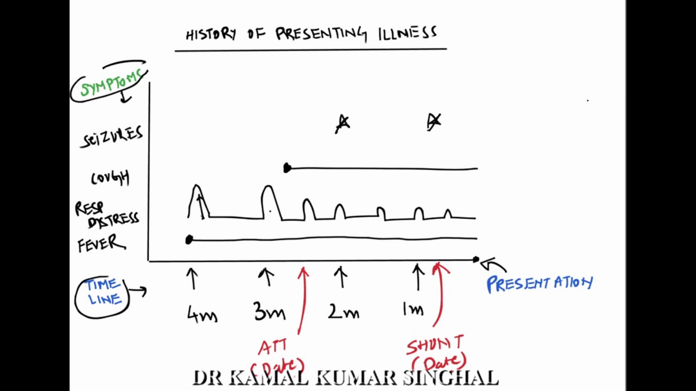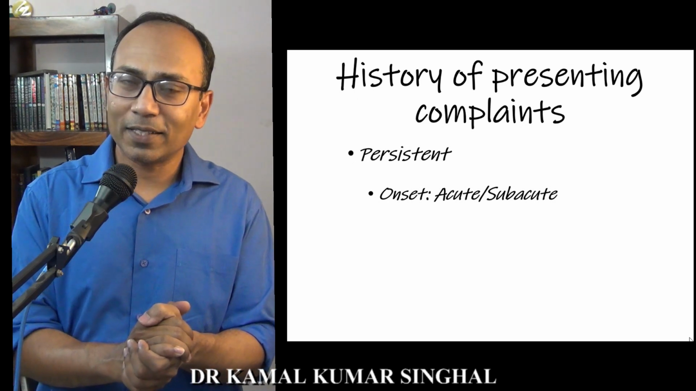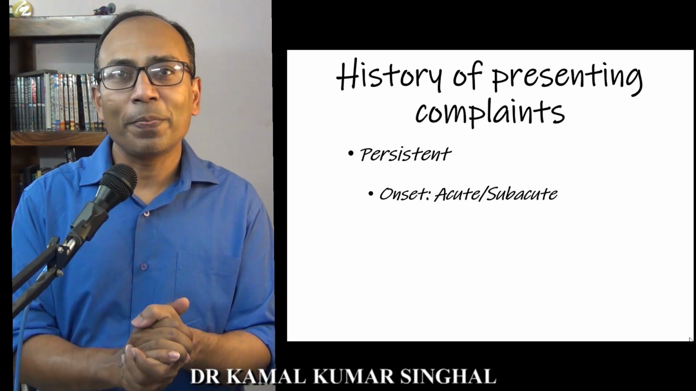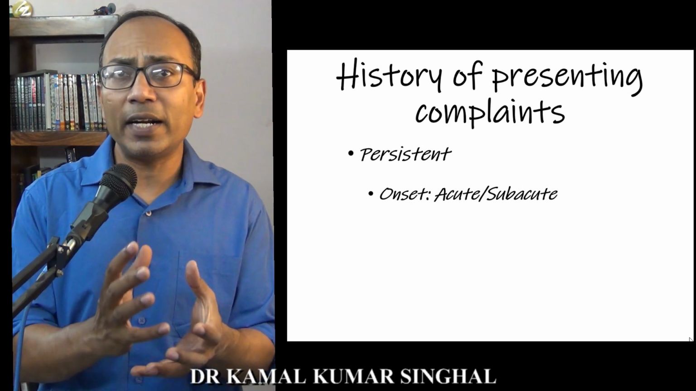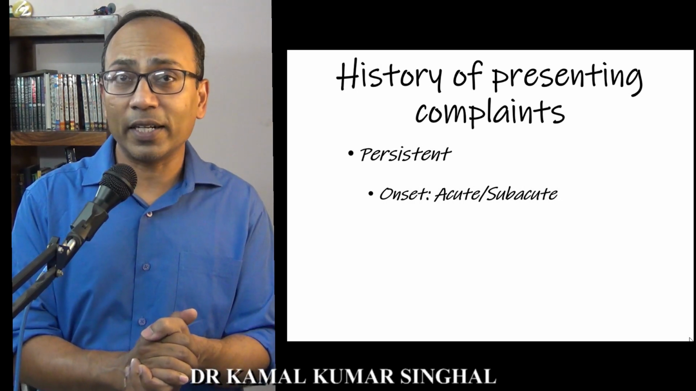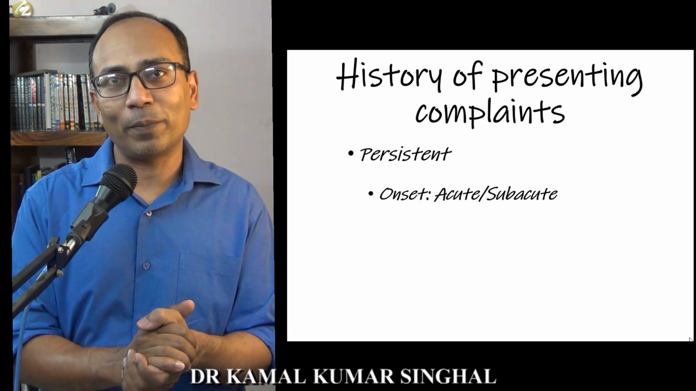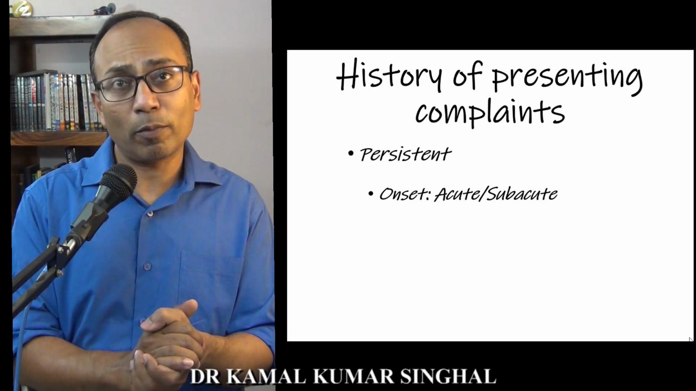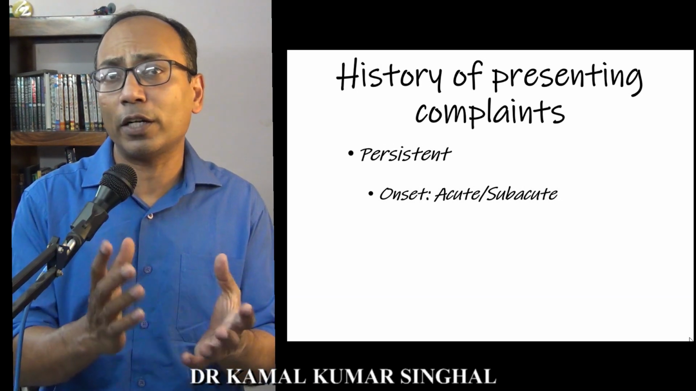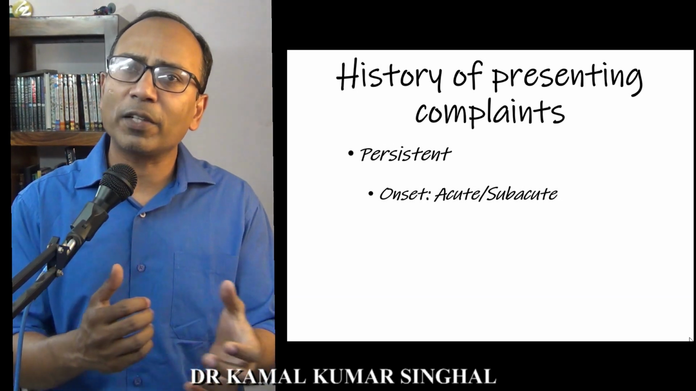when you are assessing the history of presenting illness. So if the child has persistent symptoms, one should present the symptoms in chronological order, and one should try and define the onset. Now this onset can be acute, it can be subacute. If the onset was sudden, acute, for example, a foreign body aspiration where a child has a history of sudden coughing and choking, and thereafter the symptoms persist.